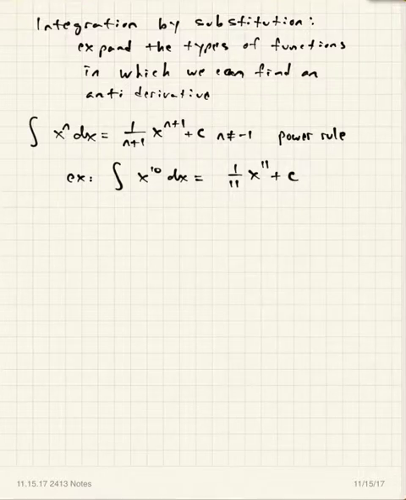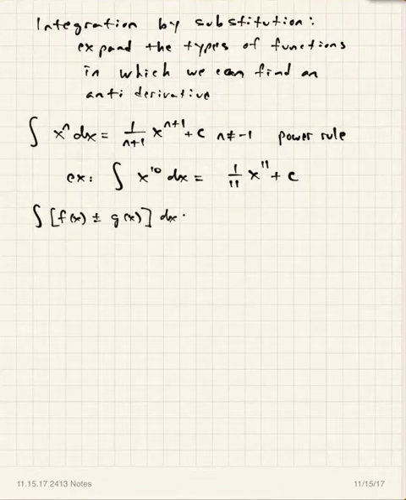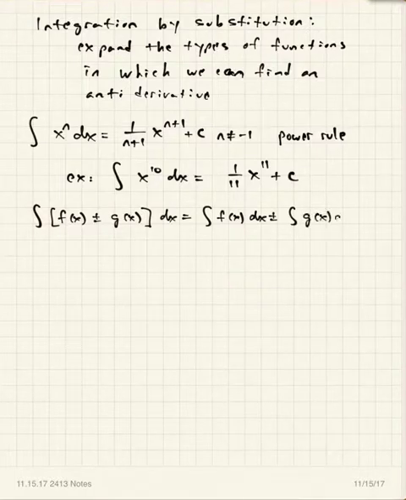Also, we have rules about, not just power rules, but we have rules about sums and differences, right? So that if you have a sum or a difference of two functions and you're finding an antiderivative, you can simply find the antiderivative of each individual function and then add those together to get the antiderivative you're interested in finding.